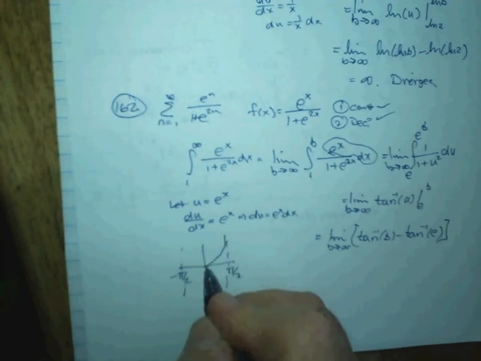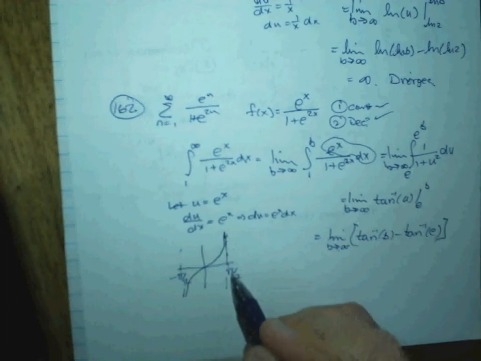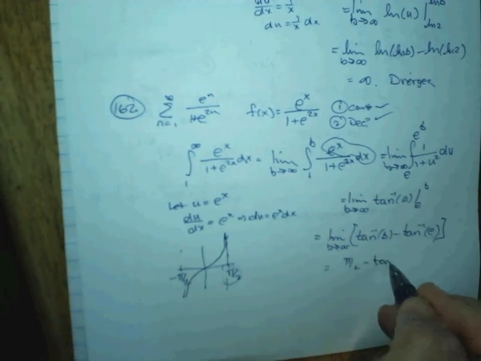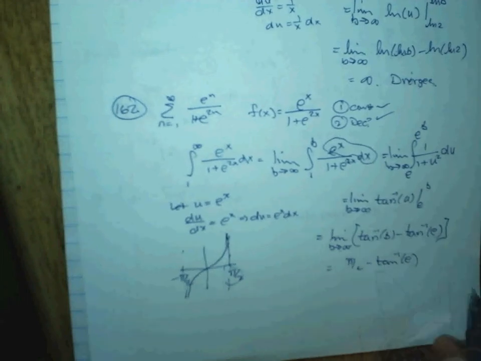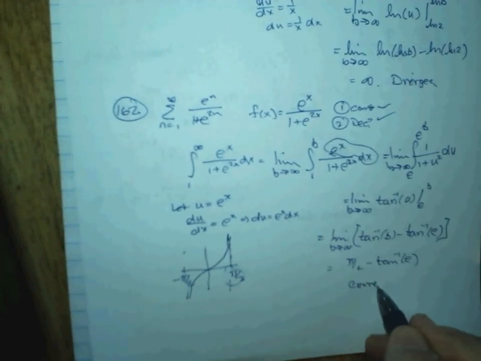The inverse tangent of infinity. You remember what the tangent function looks like when you graph it. This is where the infinity is. The inverse tangent of infinity is pi over 2. The inverse tangent of e is just a number. So this is finite, so it converges.